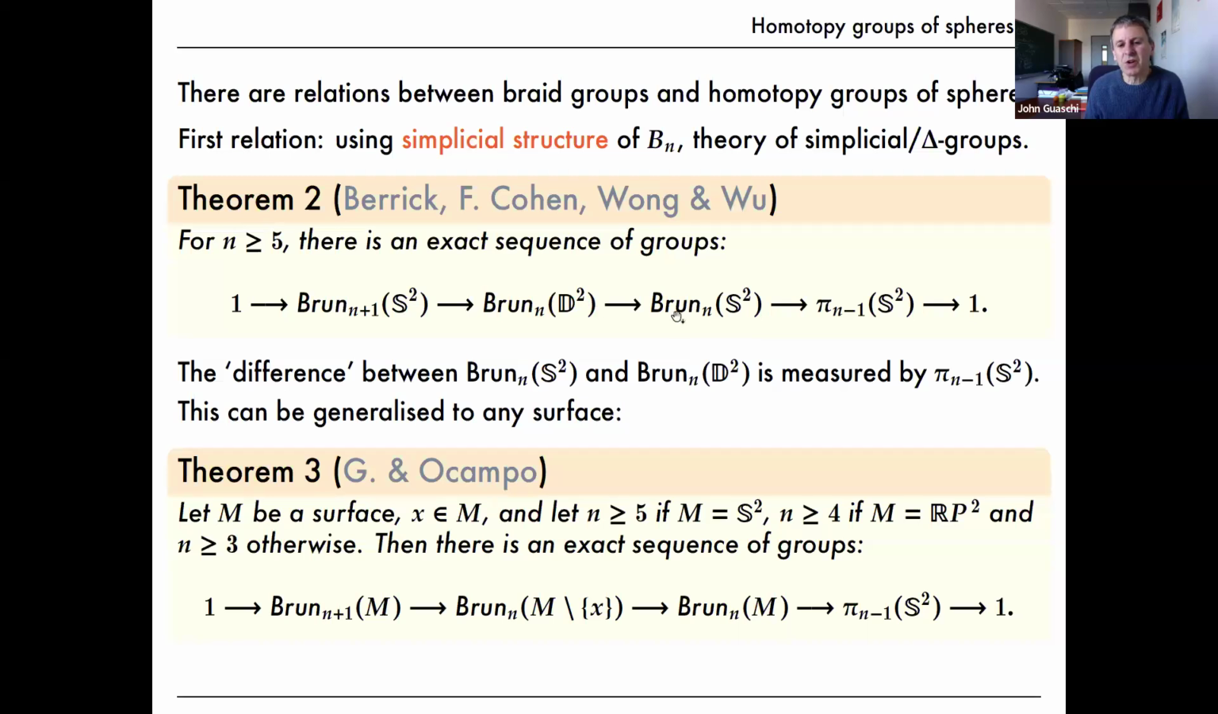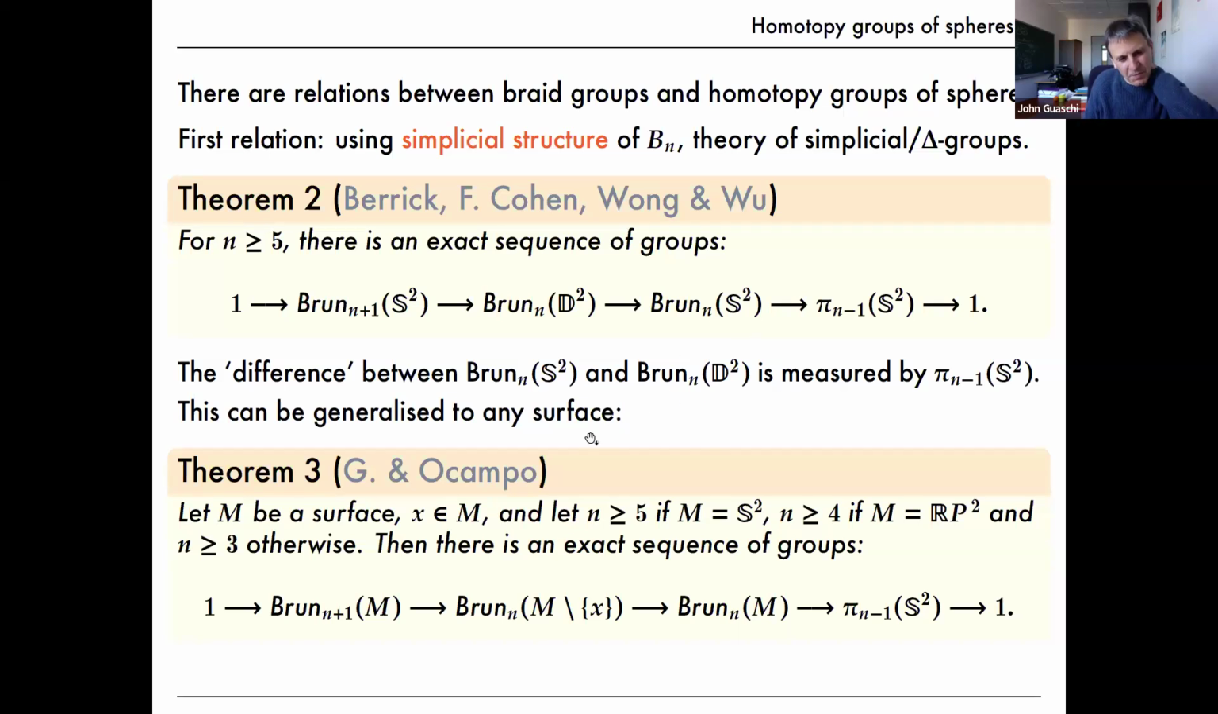So one way to interpret, informally, this exact sequence is, well, if you want to find out something about elements of this homotopy group, you should look for braids that are in some sense Brunnian viewed as elements of the braid groups of S2, but not Brunnian as braid groups of the disk, or of the Artin braid groups. So in some sense, the difference of these two groups is measured by this group.